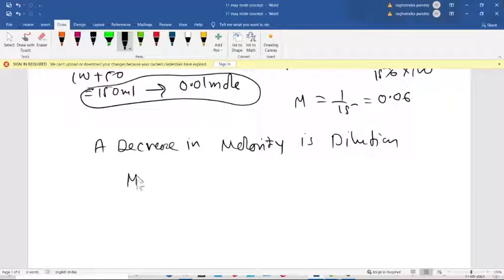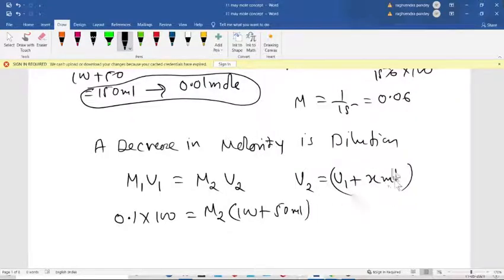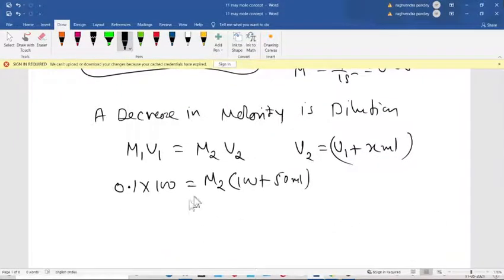We can write the formula M1 V1 is equal to M2 V2, where V2 is V1 plus X ml. Now if we solve through the formula, M1 is 0.1, V1 is 100, and M2 we have to find out, that is 0.06. V2 is V1, that is 100, plus X that we have added, that is 50 ml. X can be any amount. So M2 will be 0.1 into 100 upon 150, that will come to 1 by 15.